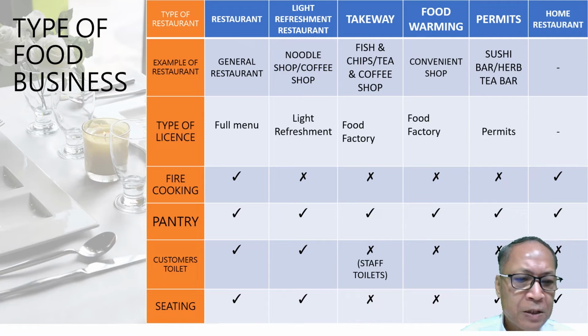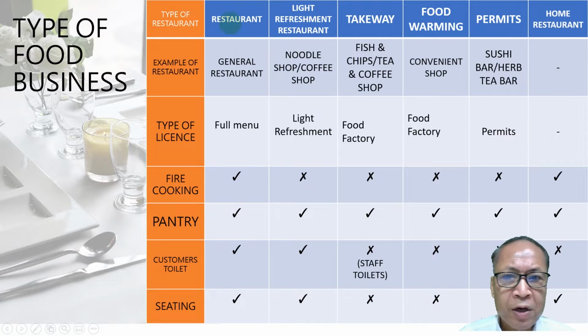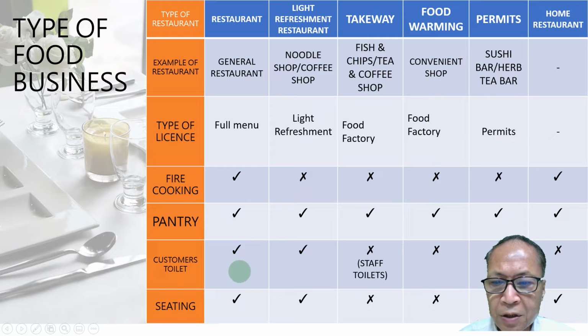Okay, type of food business. You see, type of restaurant is a general restaurant. It's a full menu restaurant. You can use exposed fire cooking in the pantry, customer toilets, and sitting.